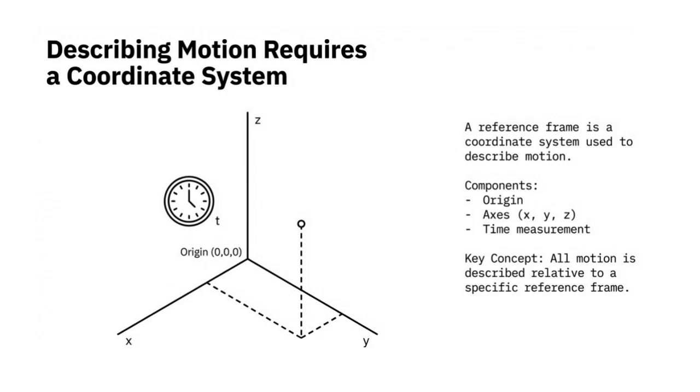To understand motion, we need a coordinate system that helps us describe where and when something is moving. This system includes an origin point, usually marked as 0 for x, y, and z coordinates, which serves as our starting reference. From there, we use axes to define directions in three-dimensional space. Alongside these spatial coordinates, time is also an important component, allowing us to track changes in position over specific moments. Essentially, any motion we describe is always relative to this chosen reference frame, meaning how we measure movement depends on the coordinate system we use.